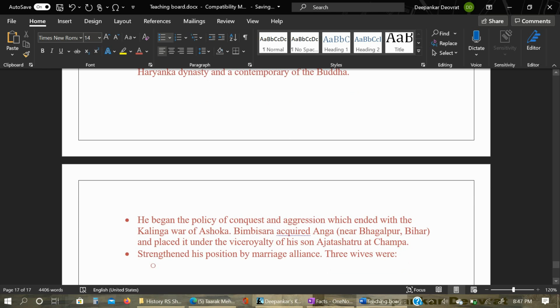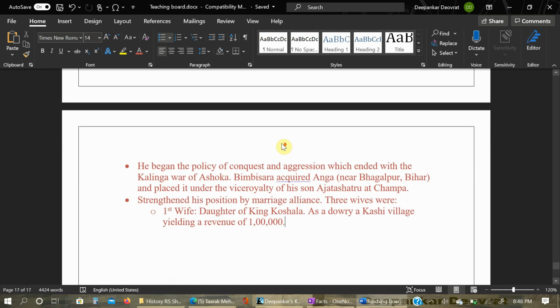The first wife was the daughter of the king of Koshala and the sister of Prasenajit, the son and successor of the Koshalan king. As a dowry, a Kashi village yielding a revenue of 1 lakh was given to Bimbisara. Thus he became free of hostility from Koshala, because he had married the daughter of the king of Koshala.